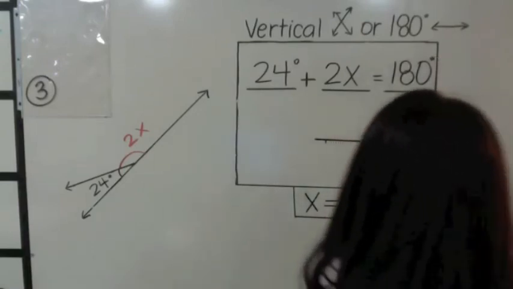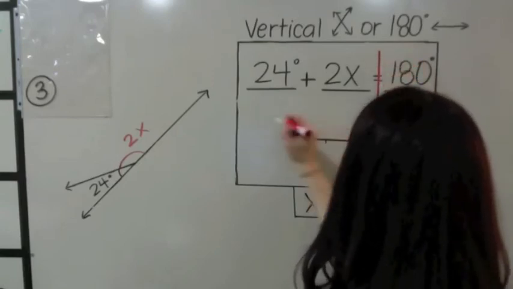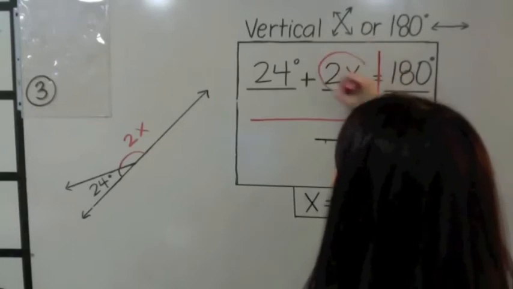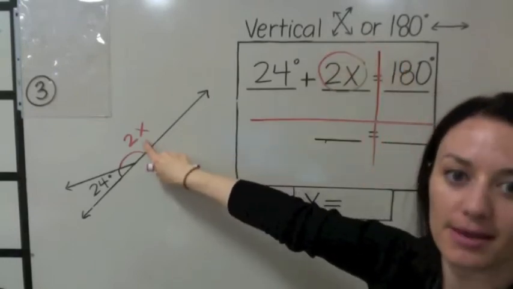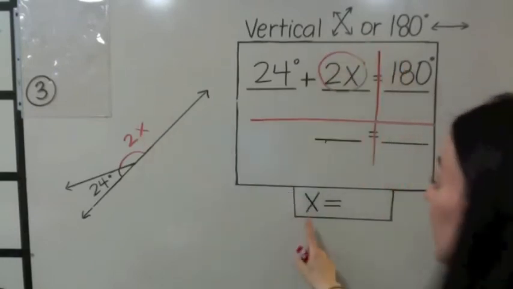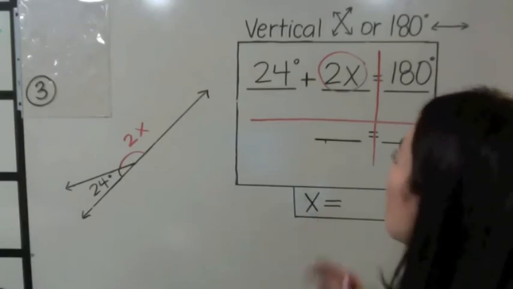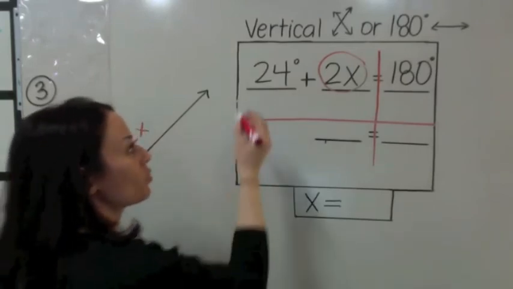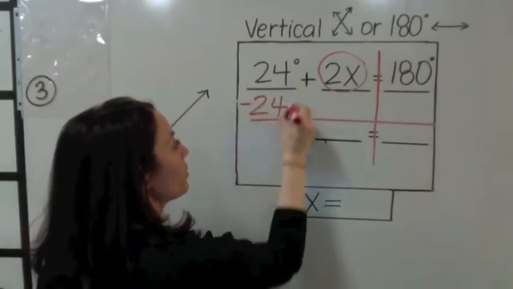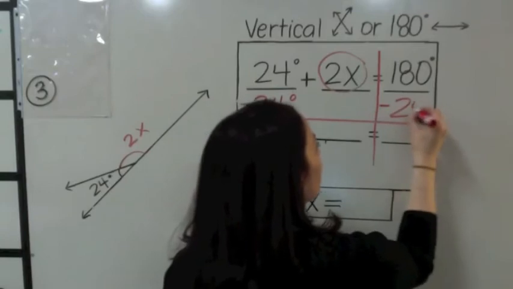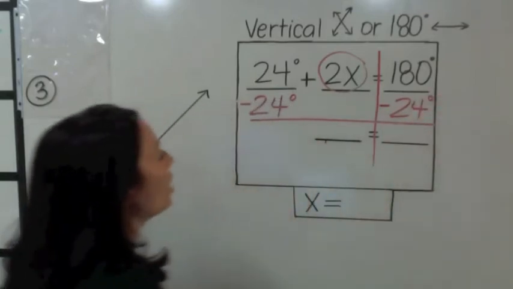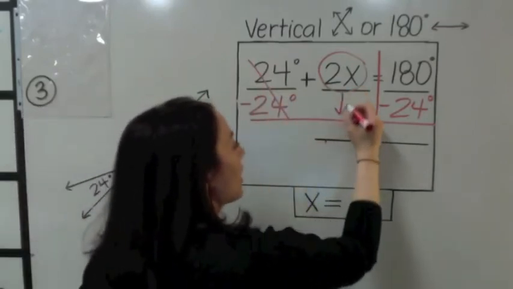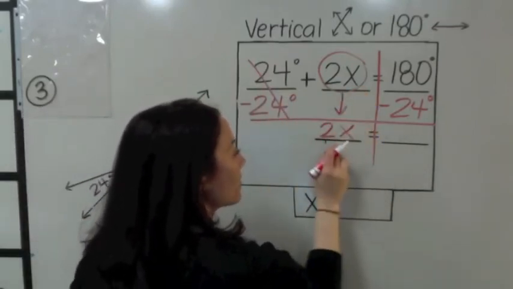First, what I want you to do is make a T, leave a little bit of space. I need you to now circle 2x. You're looking for what 2x is, okay? And at the end, we're going to get x by itself. What would we have to do to both sides? What's the opposite of positive 24? It's negative 24 degrees, right? A positive 24 and a negative 24 make 0. Bring down the 2x.